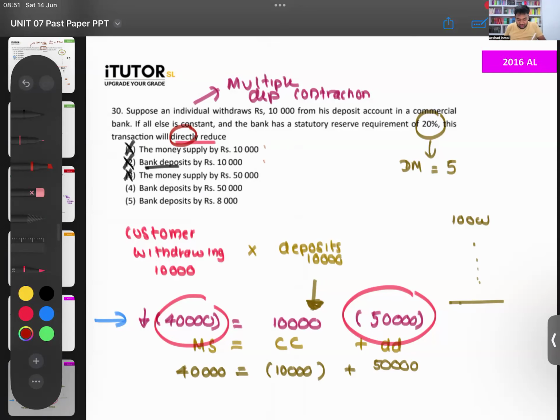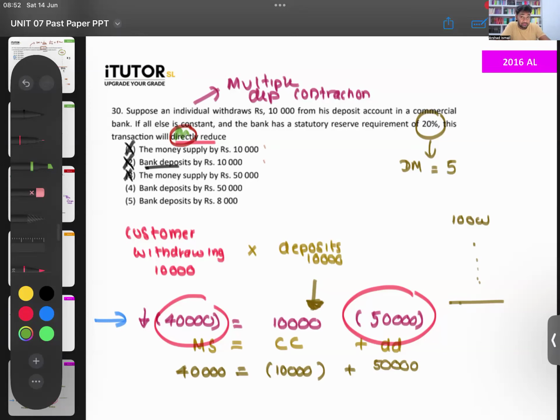So help me make a small correction. I missed the word directly there. When they say directly, they're referring to the existing one bank itself. So when a customer comes and withdraws, what will this directly reduce? What is the direct impact of it? Direct is the very first impact. What's the very first thing?